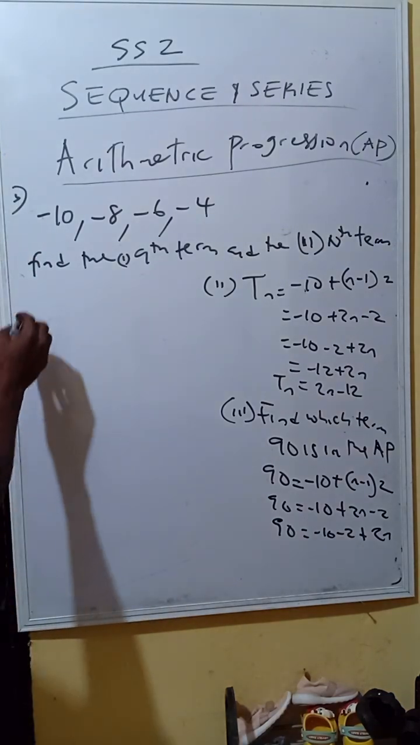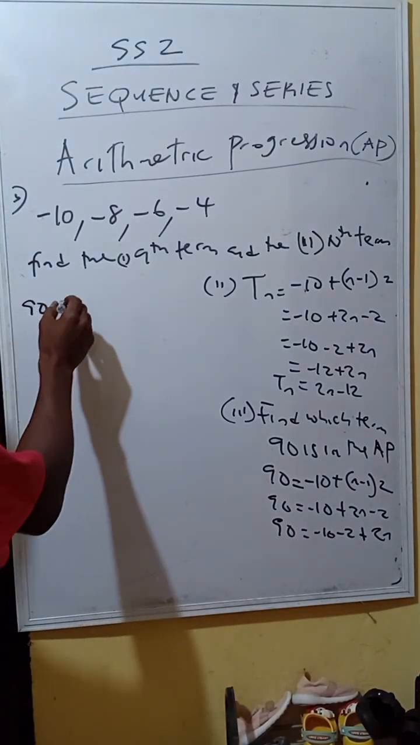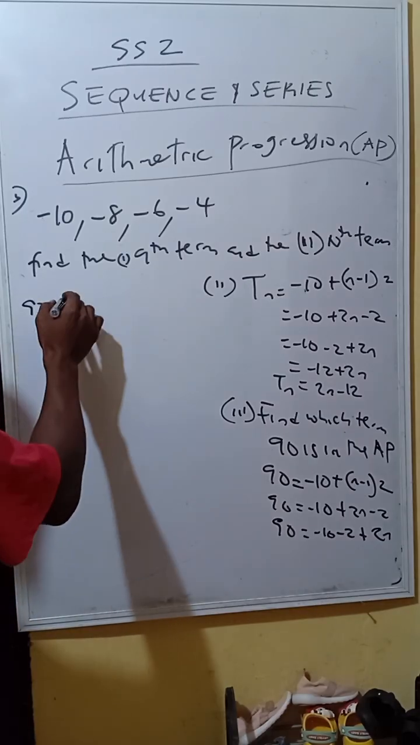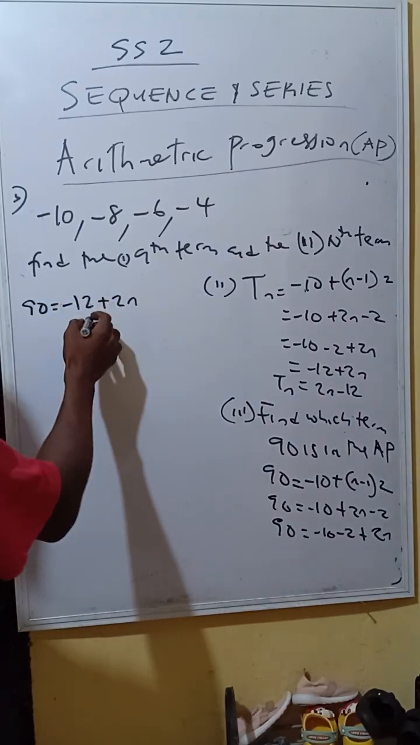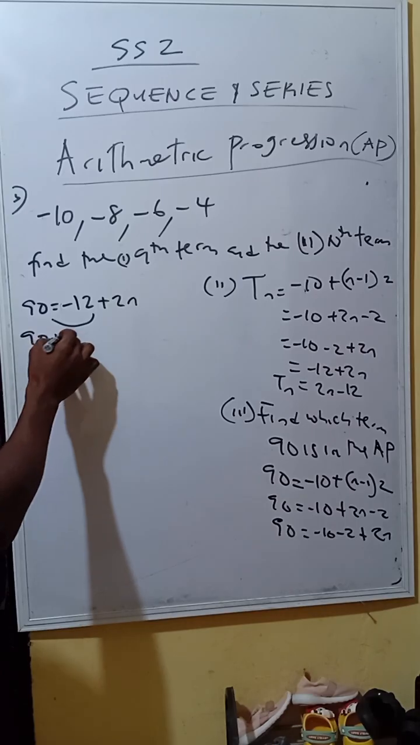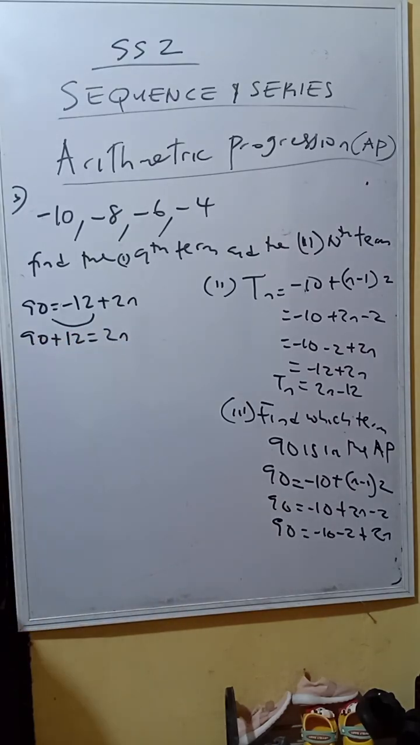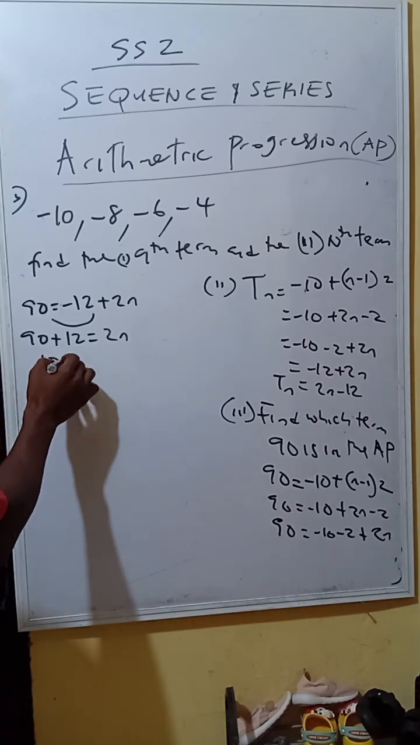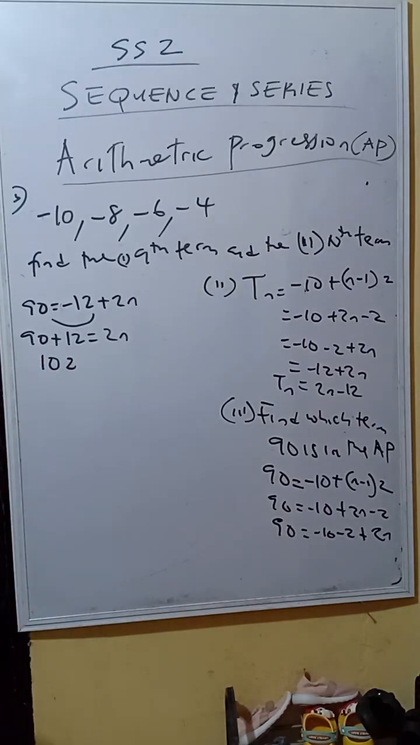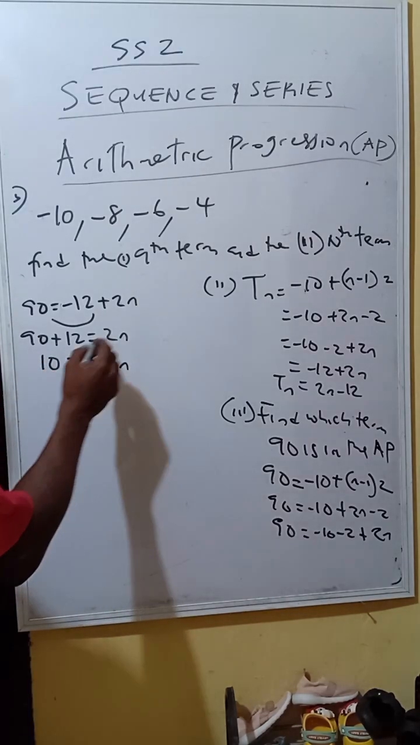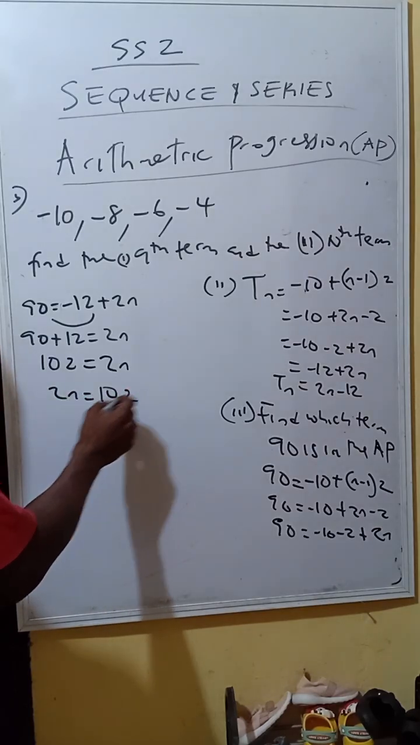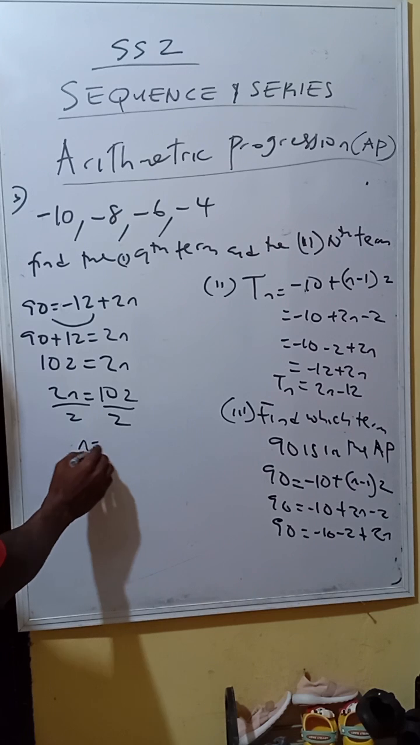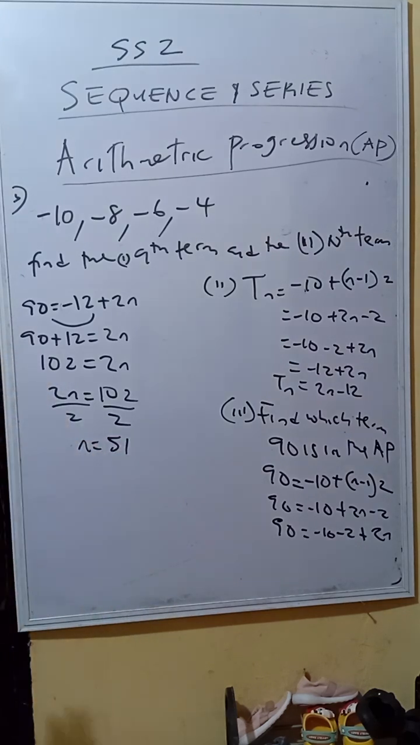So you have 90 is equal to minus 10 minus 2, which is minus 12, plus 2n. When we bring this one over, 90 plus 12 is equal to 2n. What is 90 plus 12? That should be 102. So 102 is equal to 2n. Divide both sides by 2. n is equal to 51.